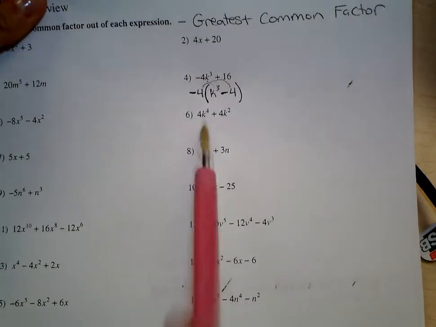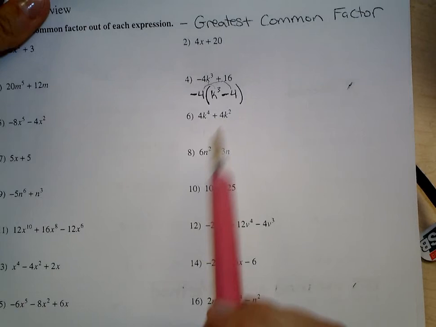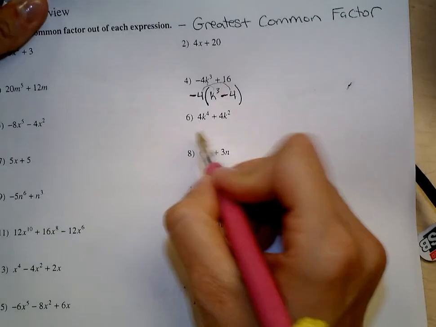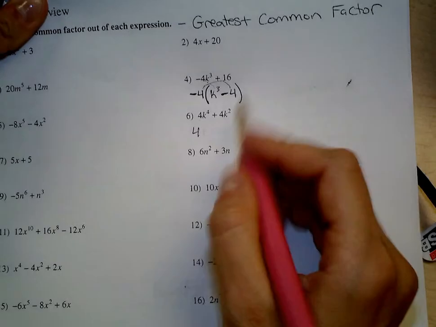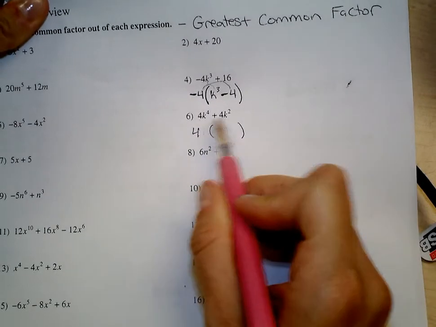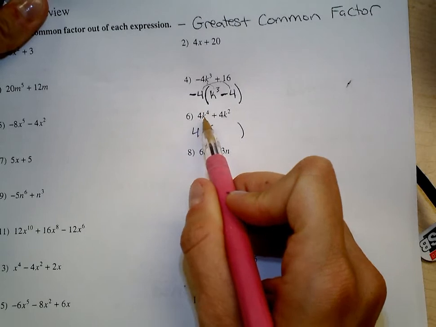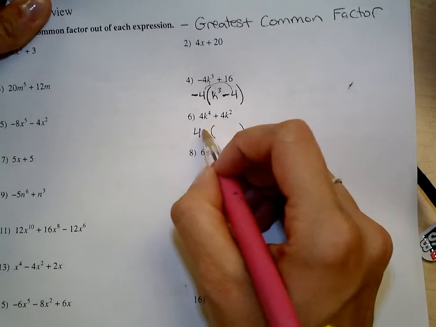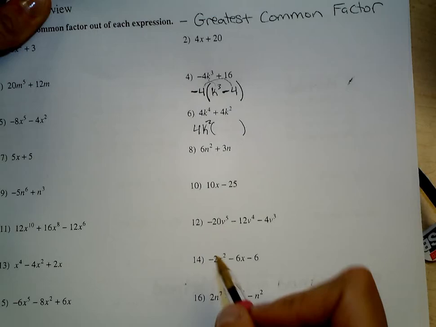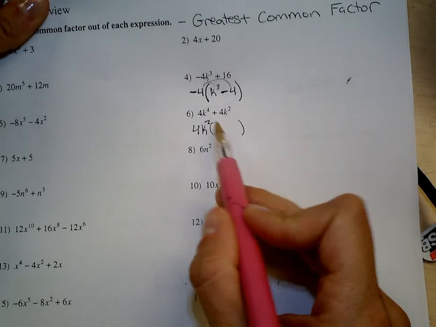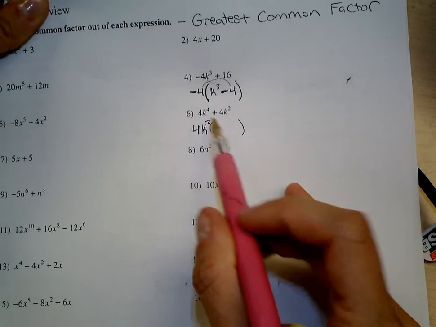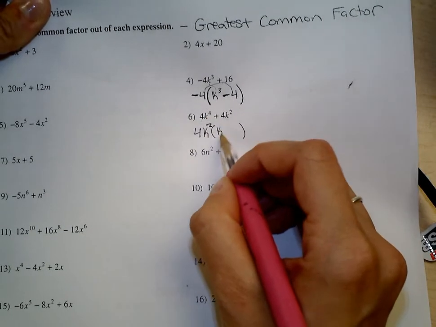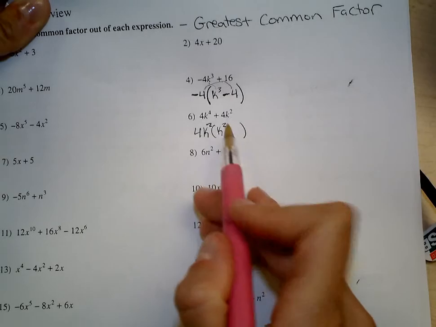Let's look at number 6. Both of these terms have a 4, so I know that I can take out a 4. This term has 4 k's, this term has 2 k's, but there's still 2 k's in common, so I can take out 2 k's. That means if I took out 4k squared, I took out the 4 and 2 k's, so I only have 2 k's left. Here, I took out everything.